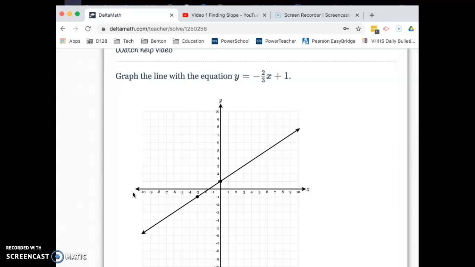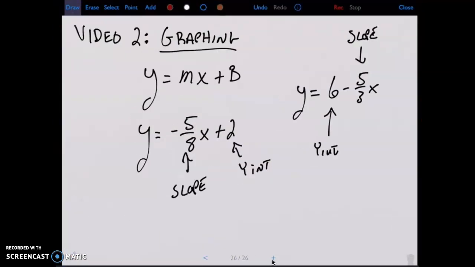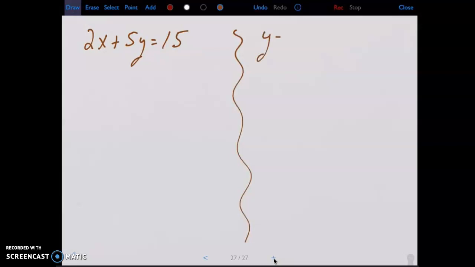Okay? The only other thing that we have to talk about is something in a different form. So let's say the two forms I have are something kind of odd, right? So 2x plus 5y equals, I don't know, 15 or something like that. Let's say I had this too, y minus 4 equals 1/2 x plus 10. So these are kind of tougher to graph, right?